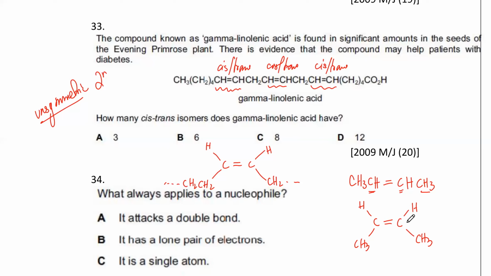Yes. So what do you get? 2 to the power 3. What's 2 to the power 3? That's the 3 cis-trans double bonds, right? So it's going to be 2 to the power, so that's 1, 2, and 3 double bonds. So 2 to the power 3 is 8. Okay, is this clear?